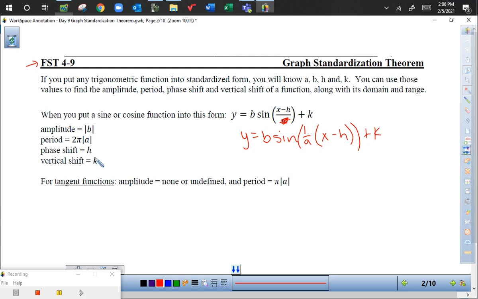And then the only thing you need on your note card is the amplitude is the absolute value of b. The period is 2 pi times the absolute value of a, and we're going to add on this part right here just next to it, or pi times a for tangent. For tangent, another thing that's a little bit different, the amplitude isn't going to exist for tangent, and we'll talk about that when we see an equation that uses it.